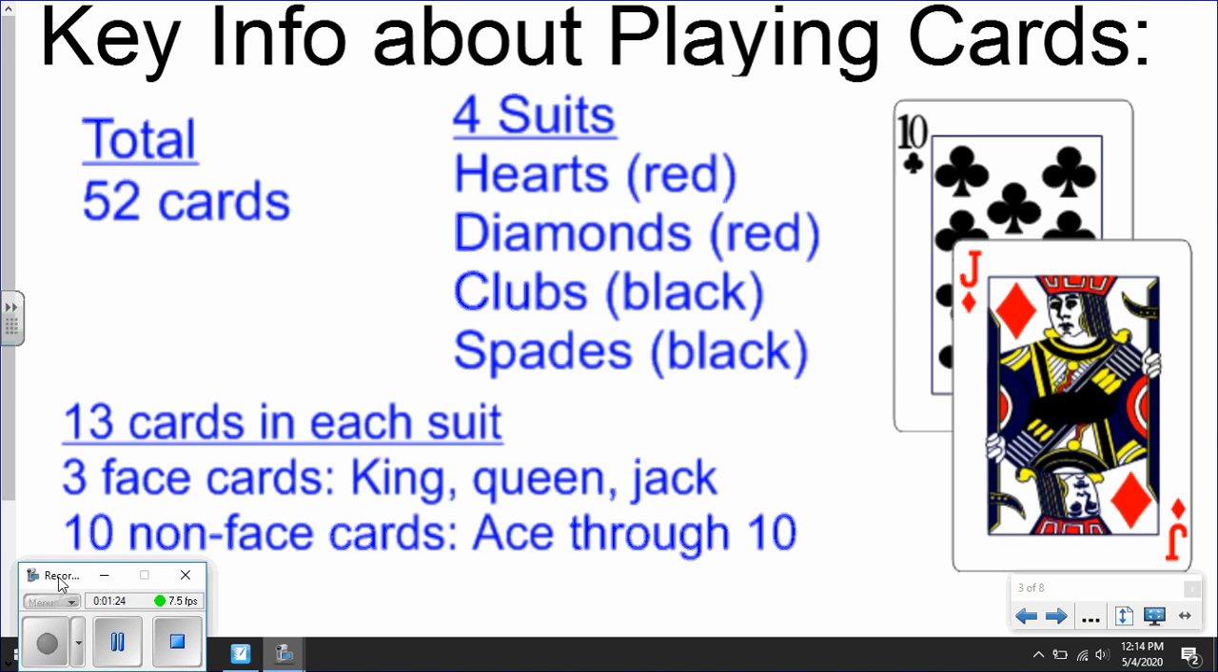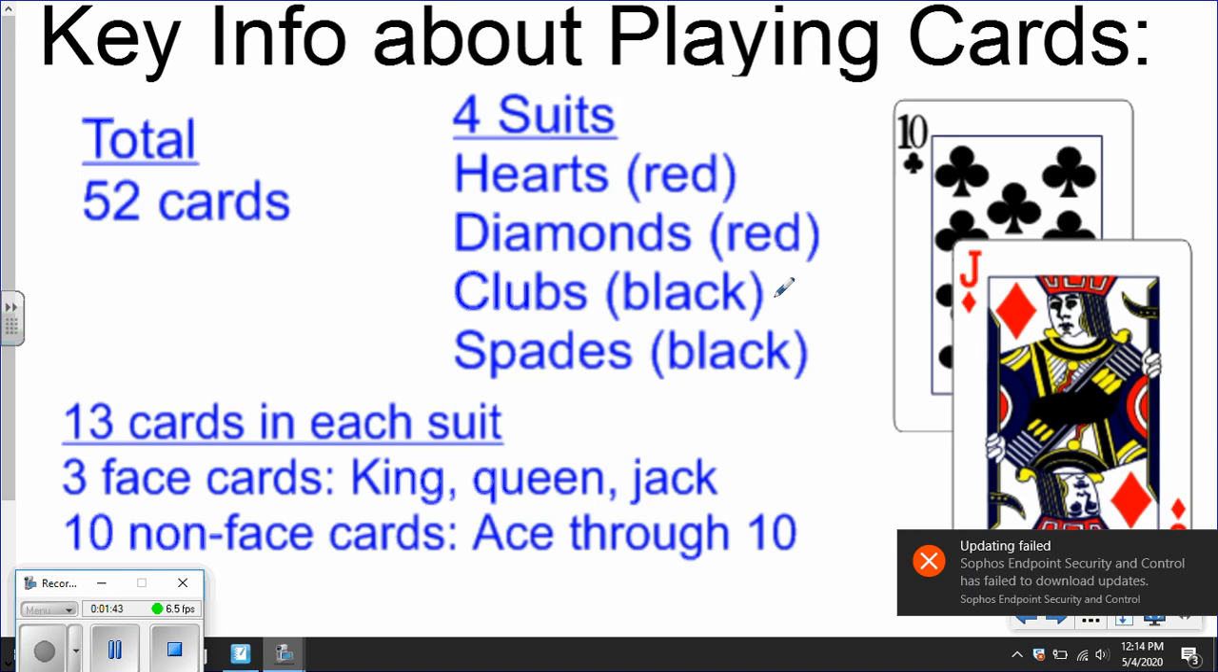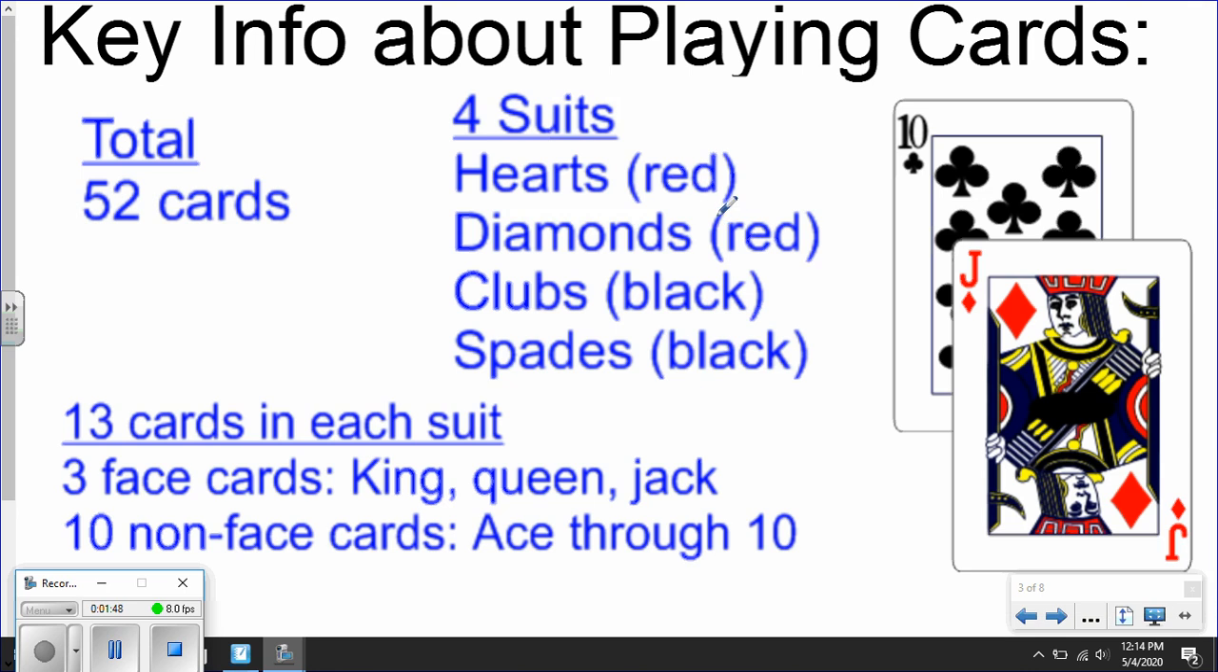Now, before we get into our examples, we're going to review some key information about playing cards. So there's a total of 52 cards in a deck. There are 4 suits, which are hearts, and those are red cards, diamonds, those are red cards, clubs, those are black cards, and spades, those are also black cards. So there are 26 red cards and 26 black cards. Also, there are 13 cards in each suit. There are 3 face cards, which are the king, queen, and jack, and 10 non-face cards, which is ace through 10.